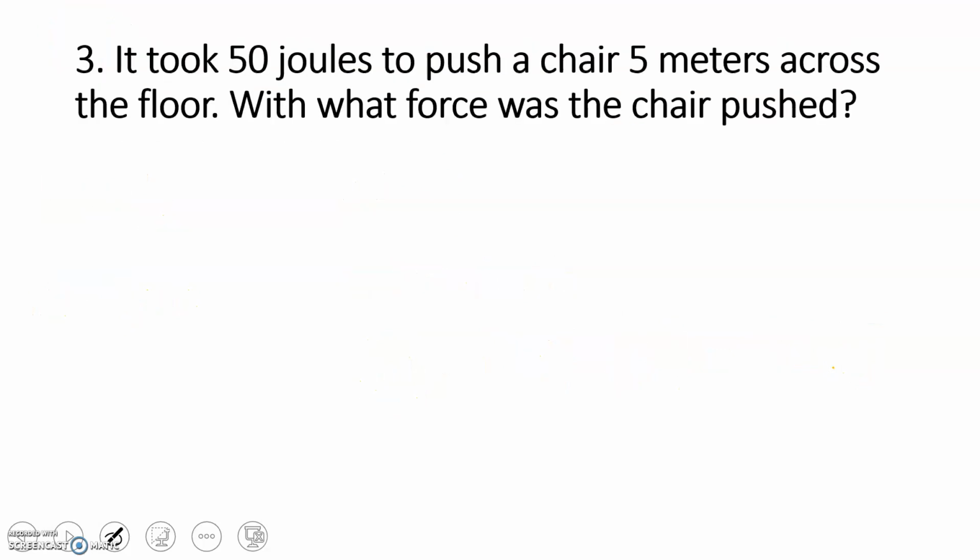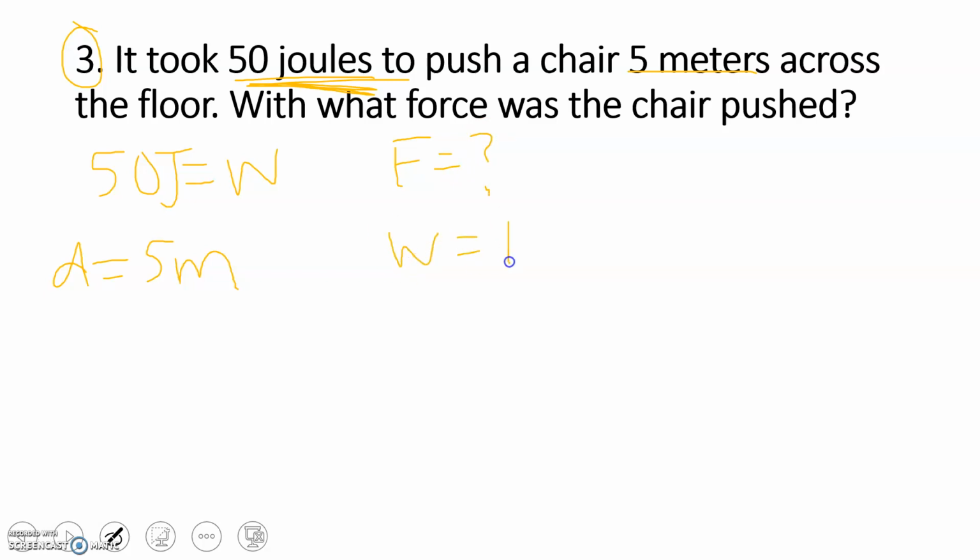All right, number 3. It took 50 joules, and we could be talking about energy or work, to push a chair 5 meters across the floor. So our distance is 5 meters. We're talking about 50 joules of work. We accomplished some sort of task; something moved when we applied a force. So the 50 joules is work, the distance was 5 meters, and we want to know with what force. Now we're looking for the amount of force that was used to push that chair. So we're doing work equals force times displacement or distance.